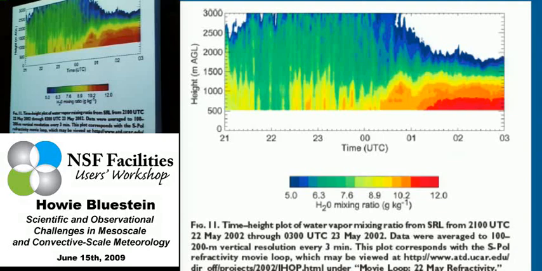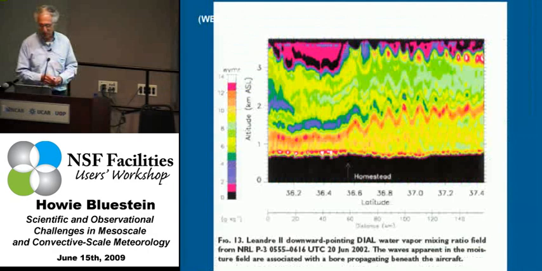This is a plot of water vapor mixing ratio from a scanning Raman LIDAR. That's the vertical. This is time. You can do some time to space conversion, and you can see that there are high water vapor mixing ratios, 12 grams per kilogram to the right, and lesser amounts to the left, and you can see there's a sharp gradient here. This is, I believe, a dry line, and you can see how deep the moisture is, and so on. You can look at the vertical structure of these boundaries that are responsible for the formation of storms.